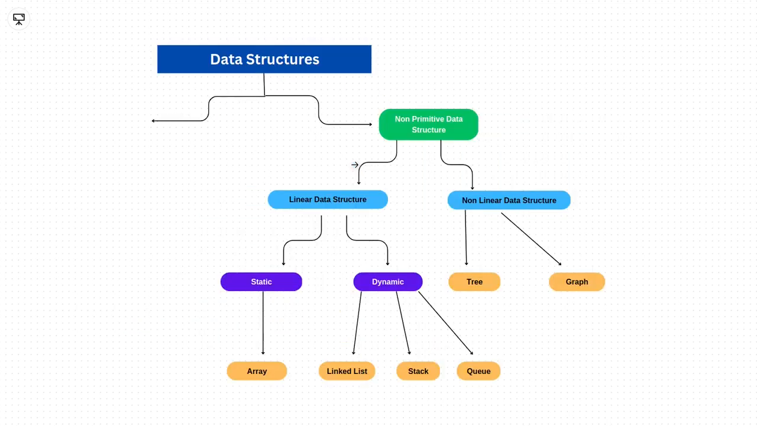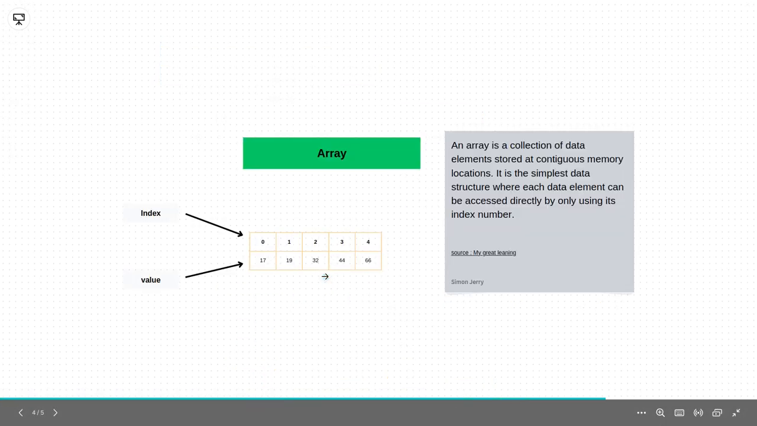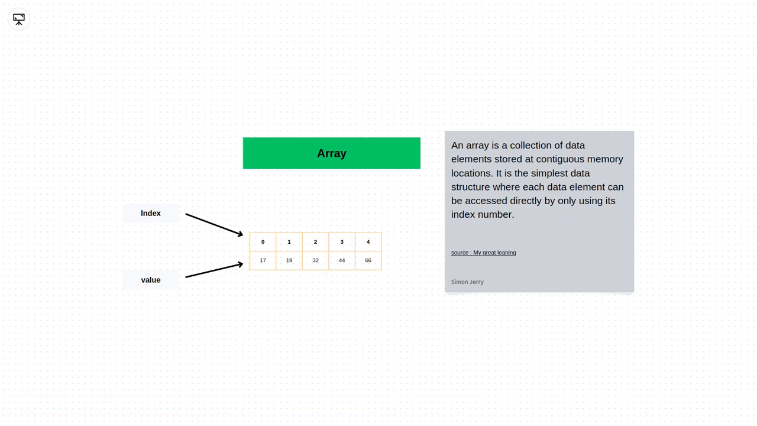So next, we want to look at the linear data structure. And in the linear data structure, we are going to consider the static linear data structure, which is what? An array. What is an array? An array is a collection of data elements stored at contiguous memory locations. It is the simplest data structure where each data element can be accessed directly by using its index number. What does that mean? It means every position in an array has an index number, and every index can be used to access a particular value.